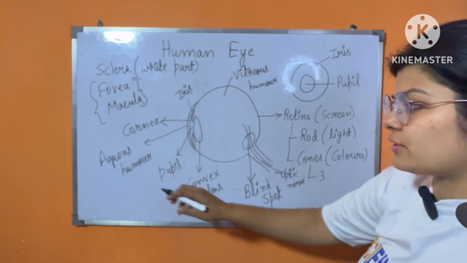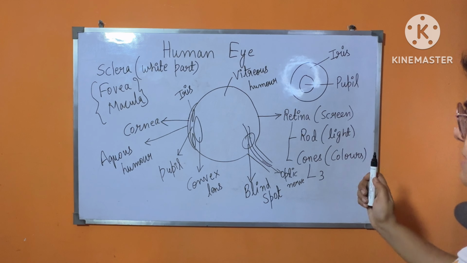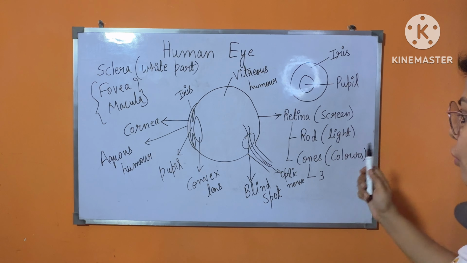The optic nerve sends messages to the brain in the form of electrical impulses. Then we have the blind spot on the retina, which does not have rod cells and cone cells. The retina has two types of cells, rod cells and cone cells. Rod cells are active to light and cone cells are active to colors. And we have the convex lens because it converges the light so that the image is formed on the retina. So I hope all the parts are clear to everyone.